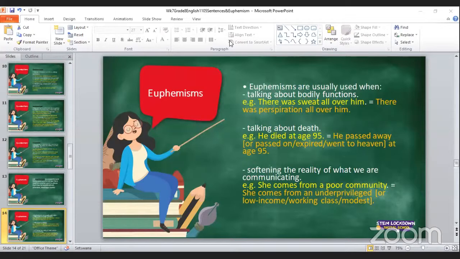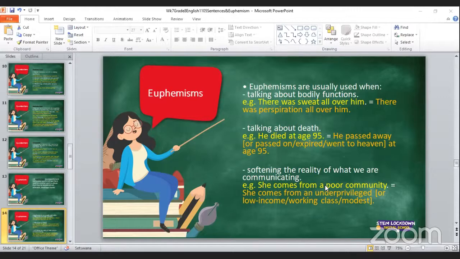So that is euphemisms. Sometimes we use euphemisms to soften the reality of what we are communicating. Remember, there are some realities that are very harsh. Because of how harsh those realities are, it will be better for us to really try to soften them a bit. Here is an example.